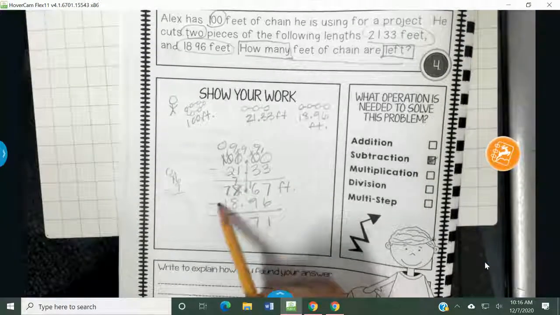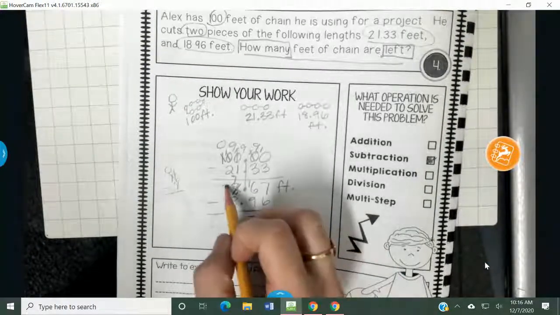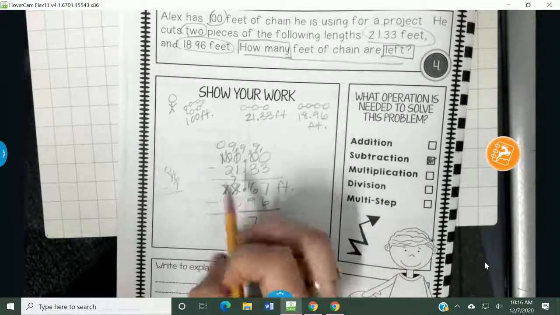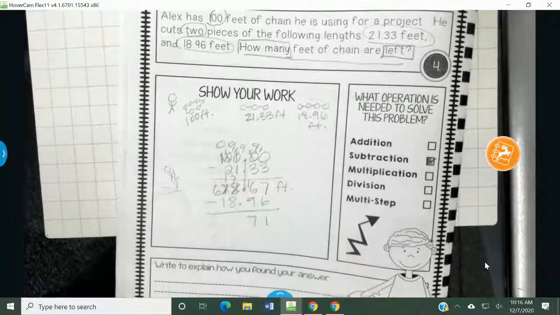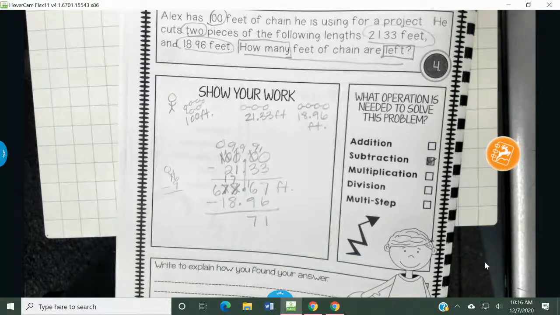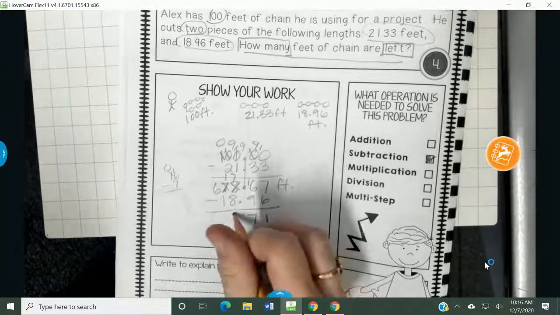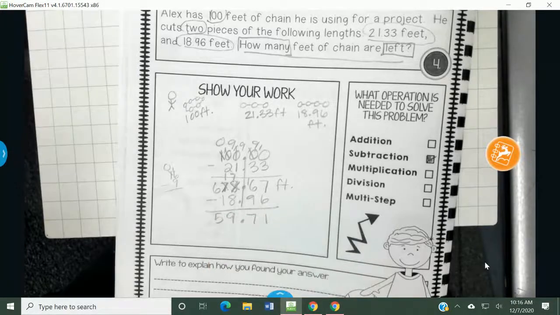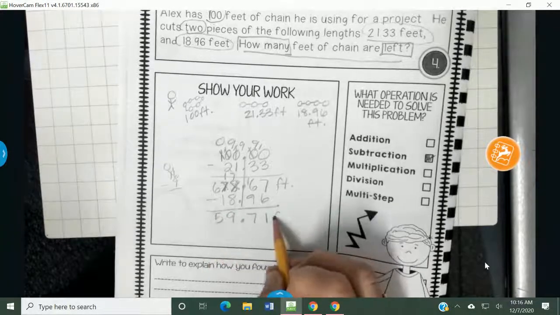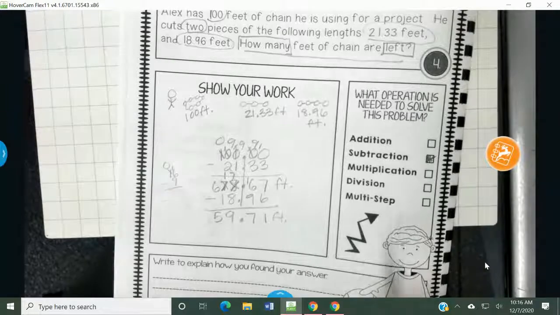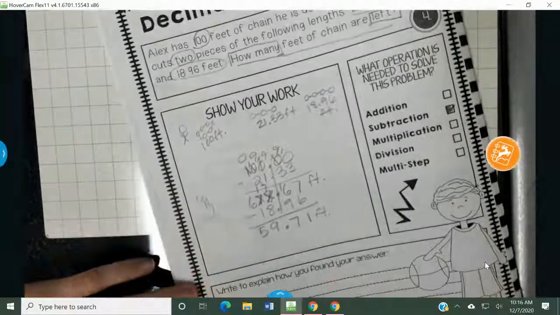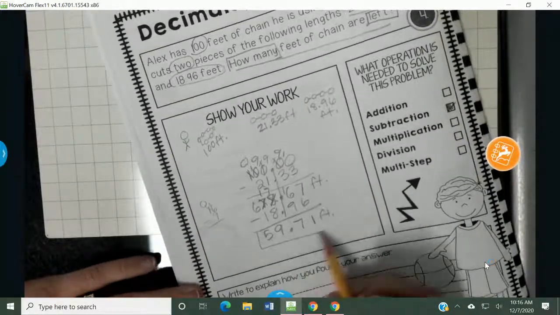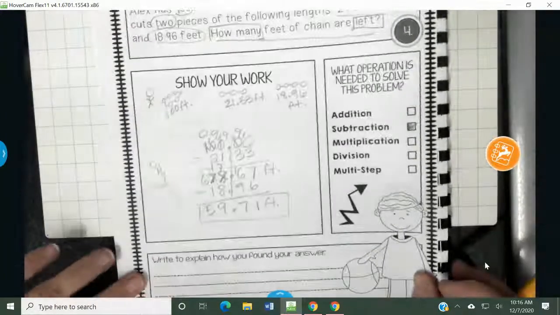And now I go 7 minus 8. Oops, I can't do 7 minus 8, so I need to borrow, cross out the 7, make it a 6, and now I have 17 minus 8. So 17 minus 8 is 9. Don't forget to bring down that decimal, and 6 minus 1 is 5. So now I have 59.71 feet. So here's our answer.